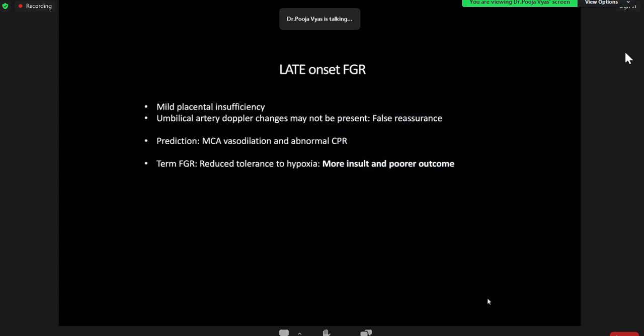So what is late onset FGR? When we get a mild placental insufficiency, the umbilical artery Doppler changes may or may not be there, but MCA vasodilatation and abnormal CPR is always seen, and the fetus has a very low tolerance to hypoxia. So we have to very closely monitor such cases.